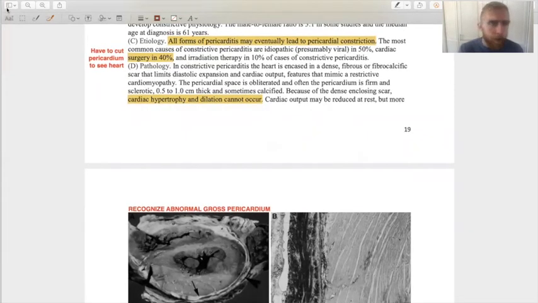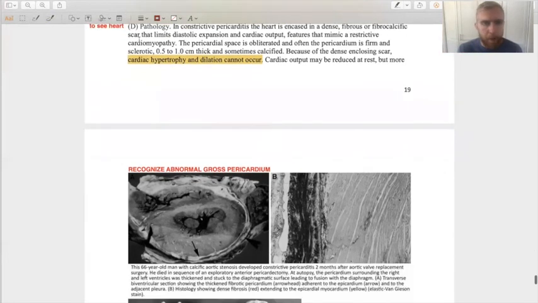Also, chemotherapy and mediastinal irradiation can cause inflammation in the pericardium, causing nearby cells to throw down collagen, causing fibrosis of this particular layer of tissue. Again, because of the dense scar, hypertrophy and dilation cannot occur. That sentence is crucial. I mean, that's a theme that we've seen throughout this entire text.